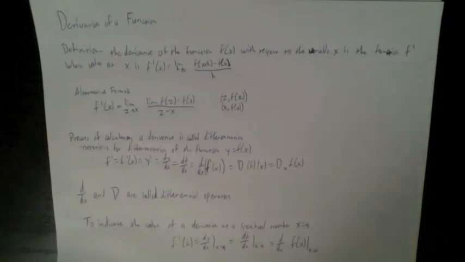To indicate the value of a derivative at a specified number x equals a, you write f prime of a, which equals dy dx at the number x equals a, df dx at x equals a, which is also d dx of f of x at x equals a.